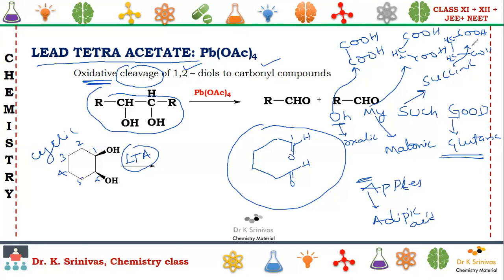So in succinic we have 1, 2, 3, 4 carbons. In glutaric we will have 5 carbons. In adipic acid we will have 6. We can check here: 1, 2, 3, 4, 5, 6. 6 means adipic. It is a simple method to remember. Okay, adipic acid. I am clearing all the drawings.